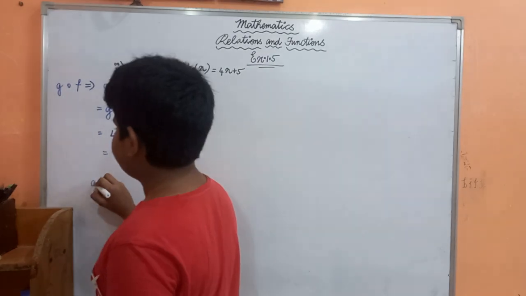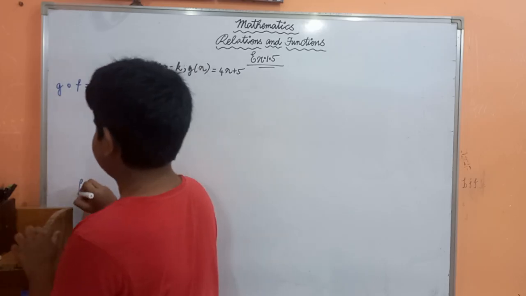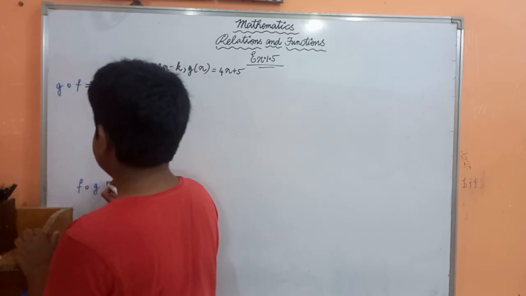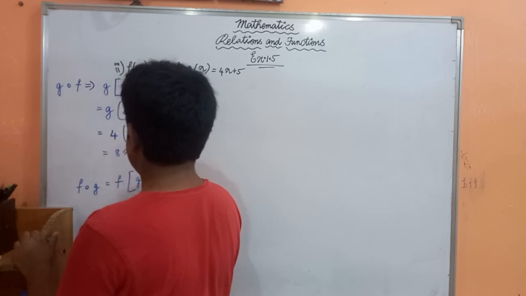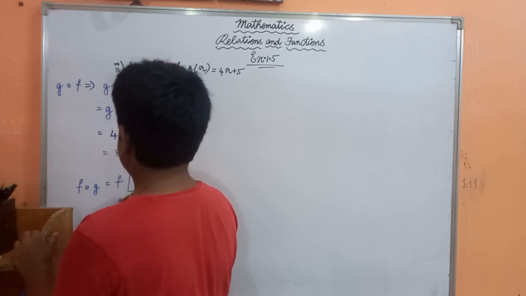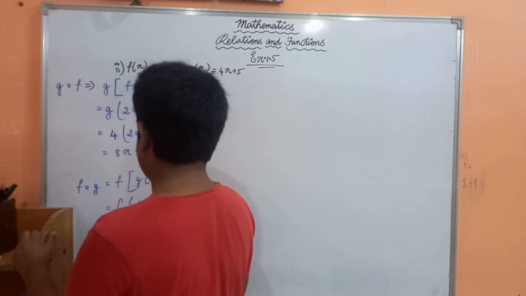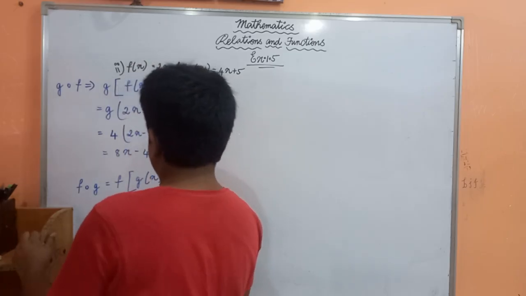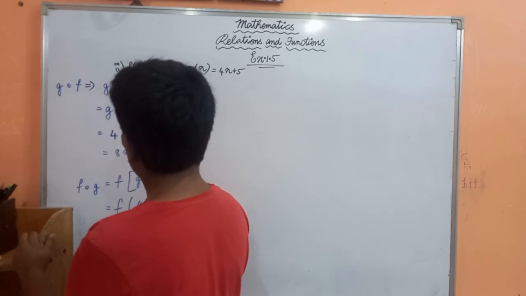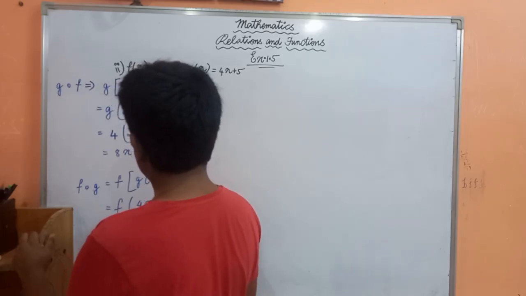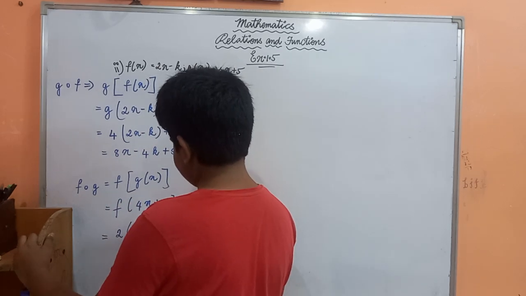Now f of g, f dot g. So f dot g is f whole bracket of g of x. So what is g of x? 4x plus 5. So in f's place, it's 2 times 4x plus 5 minus k.